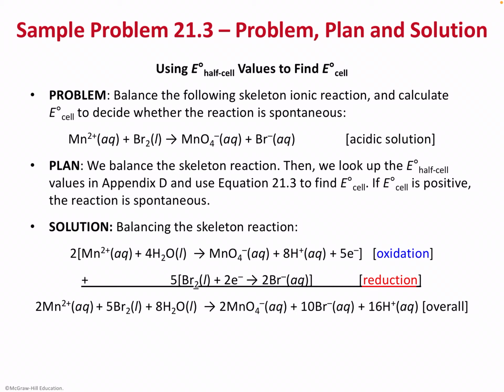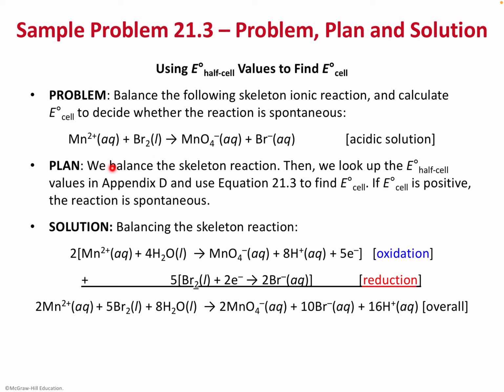Using E0 half cell values to find E0 cell. Balance the following skeleton ionic reaction and calculate E0 cell to decide whether the reaction is spontaneous. Remember, E naught cell needs to be greater than 0 for a spontaneous reaction to take place. So we are given this reaction: manganese ions becoming permanganate ion, bromine becoming bromide ion.